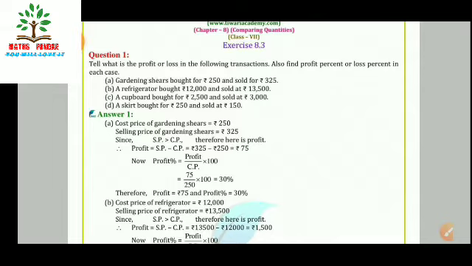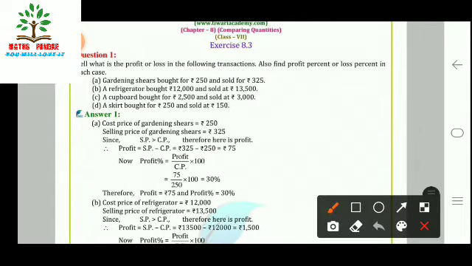The first is Guarding shares bought for rupees 250 and sold for rupees 325. So we can see here that the cost price of the Guarding share is rupees 250 and the selling price of the Guarding shares is 325. So we can easily see here that 325 is greater than 250. So it means here SP is greater than CP. So therefore this is a case of profit.